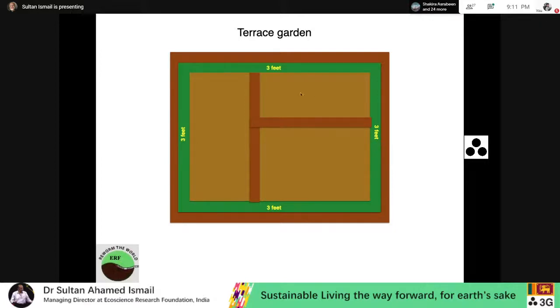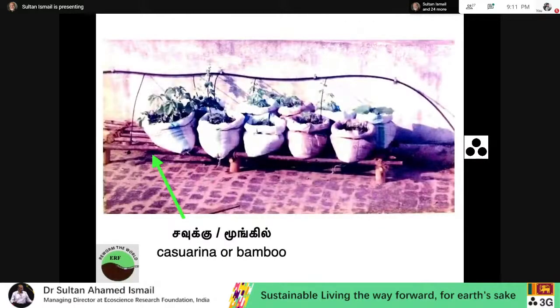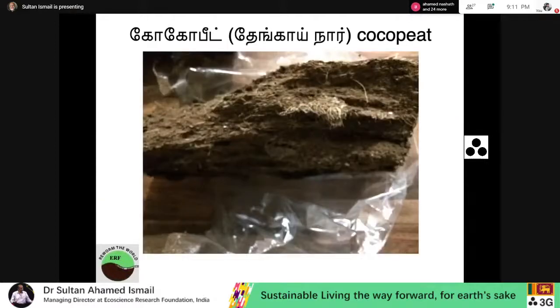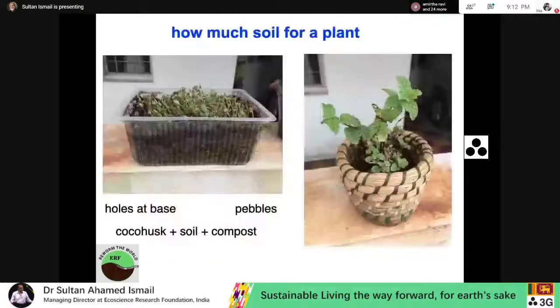Also, our old houses will have beams. So you can also grow on either side of the beam, 3 feet. To further reduce the weight, you can have casuarina or bamboo sticks made to distribute the weight and grow vegetables in bags. You can also mix soil with coconut waste to reduce the weight. Immediately people tell me, sir, we live in apartments, sir. We don't have soil, sir.